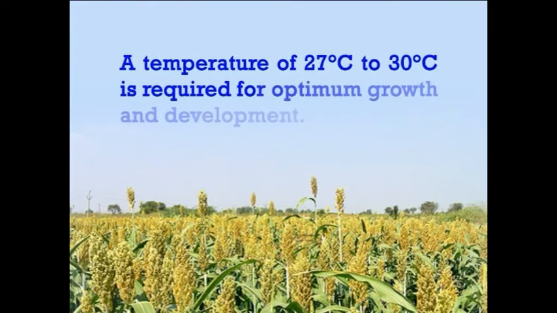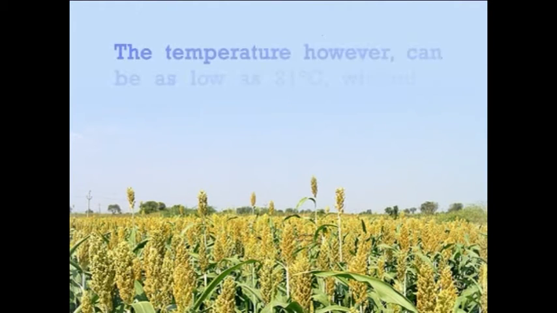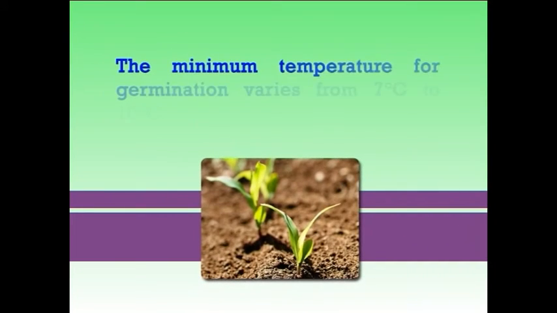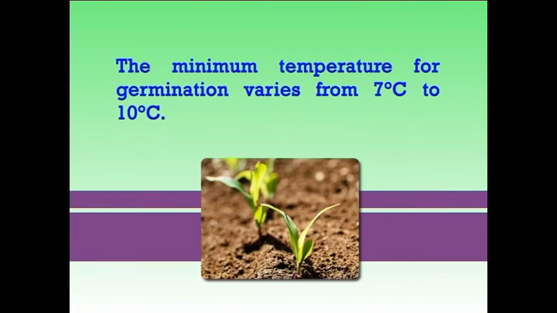A temperature of 27 to 30 degrees Celsius is required for optimum growth as well as development. The temperature, however, can be as low as 21 degrees Celsius without a dramatic effect on growth and yield. Exceptionally high temperature causes a decrease in yield. The minimum temperature for germination varies from 7 degrees Celsius to 10 degrees Celsius.